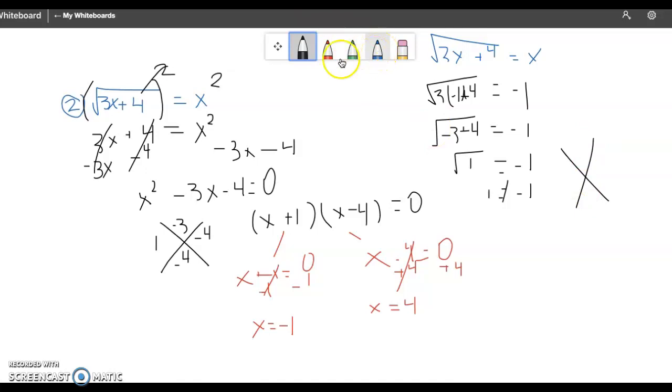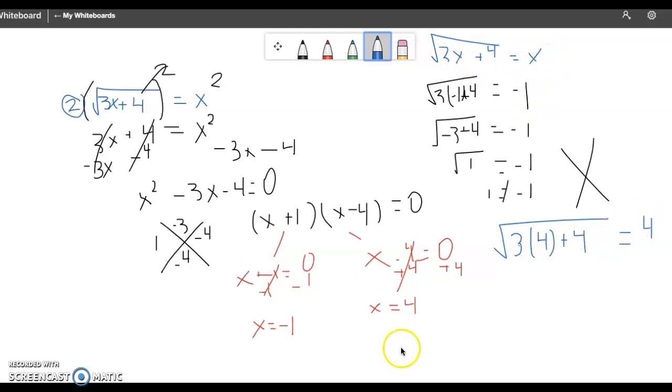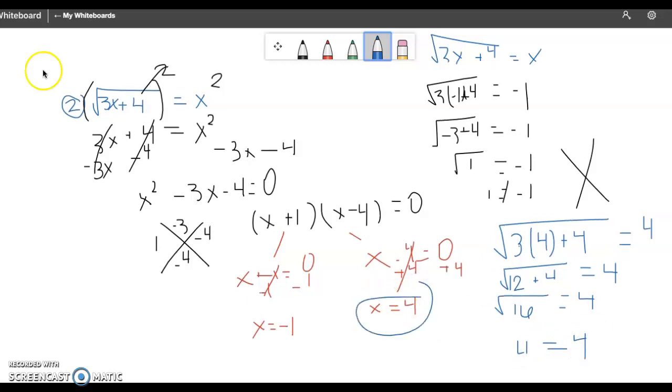And then if we check the second one, we are going to have, that was aggressively large radical, 3 times 4 plus 4 equals 4. Again, we're plugging in the x values that we solved for. So then we have 12 plus 4 equals 4. And 12 plus 4 is equal to 16. Does the square root of 16 equal 4? Yes, it does. So that means that the value of x equaling 4 is a solution, but negative 1 would be an extraneous solution.